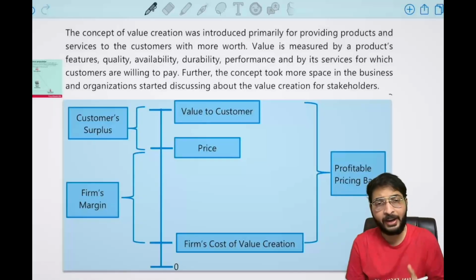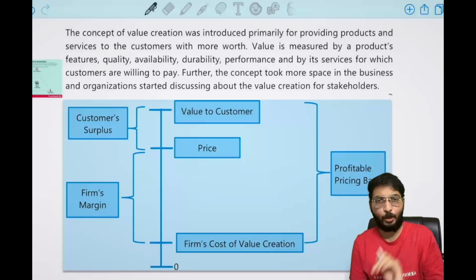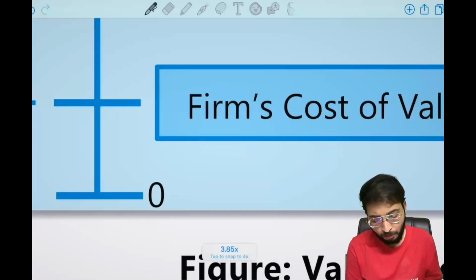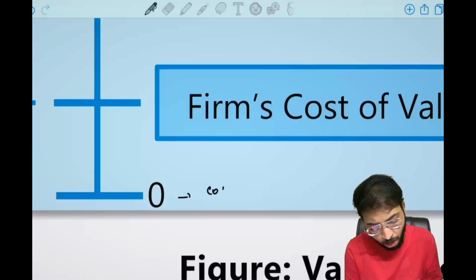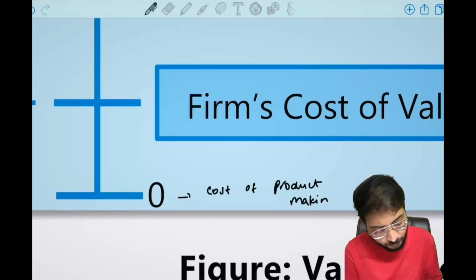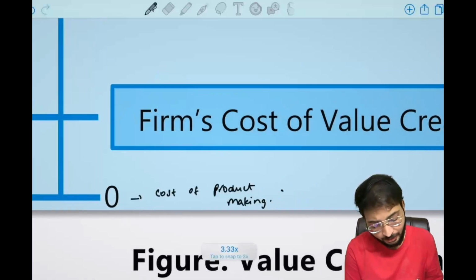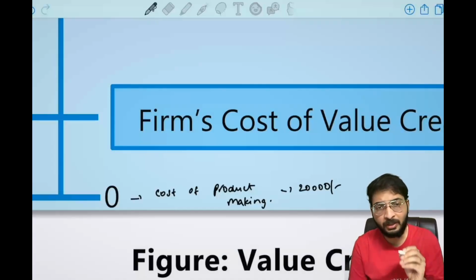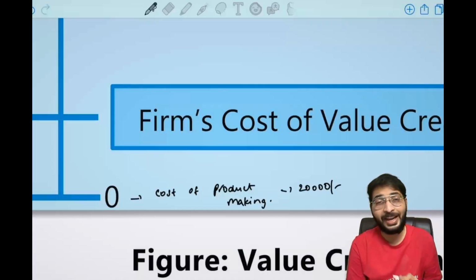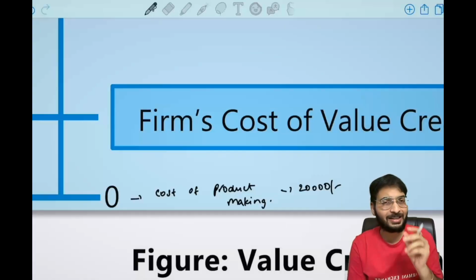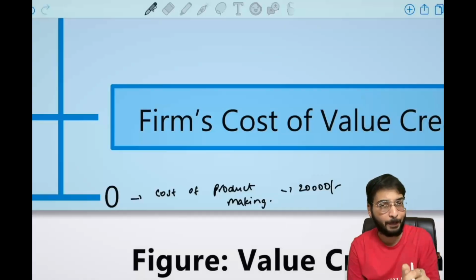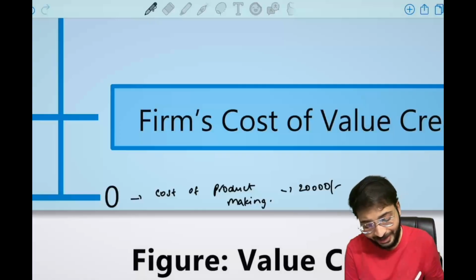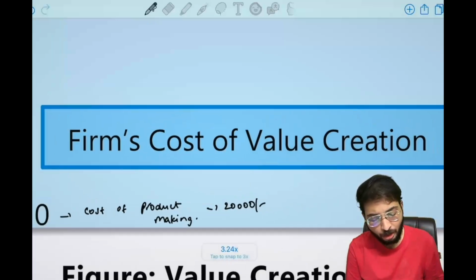Now, if I ask why do people buy Apple? Say for security, right? Now, zero is the cost of product making. Say for iPhone 17, 20,000 is the cost which has been incurred for the Apple. Now, what is that extra X factor for which people will buy Apple? It is the security. Now, for security, what is the cost of value creation?